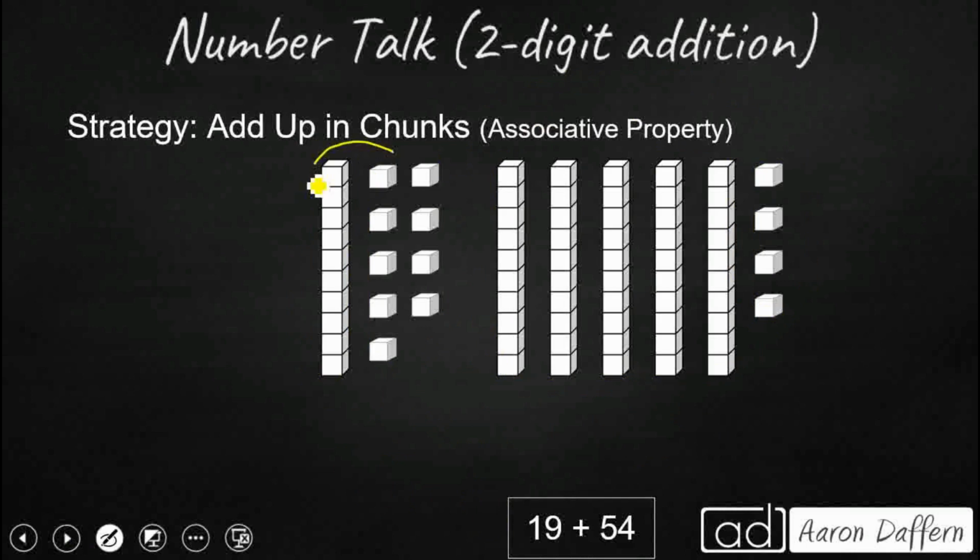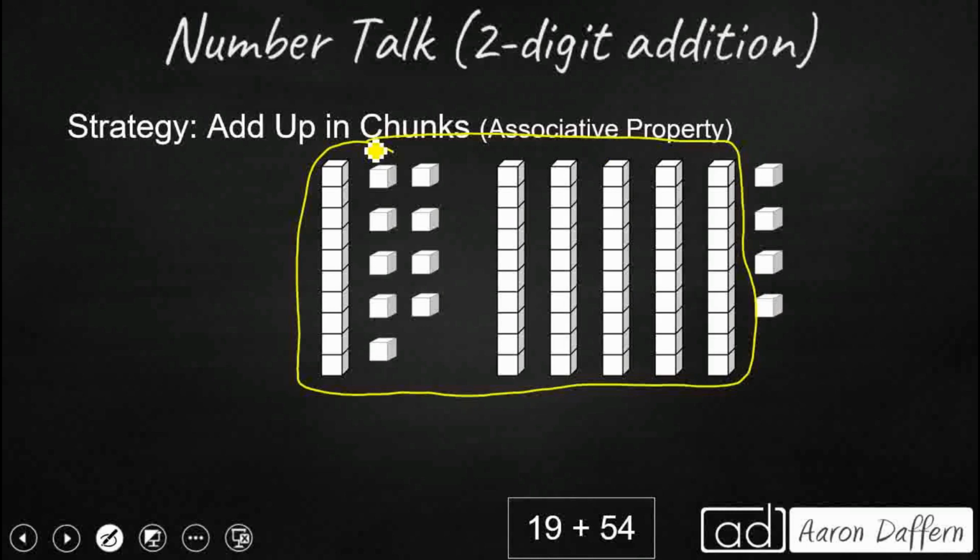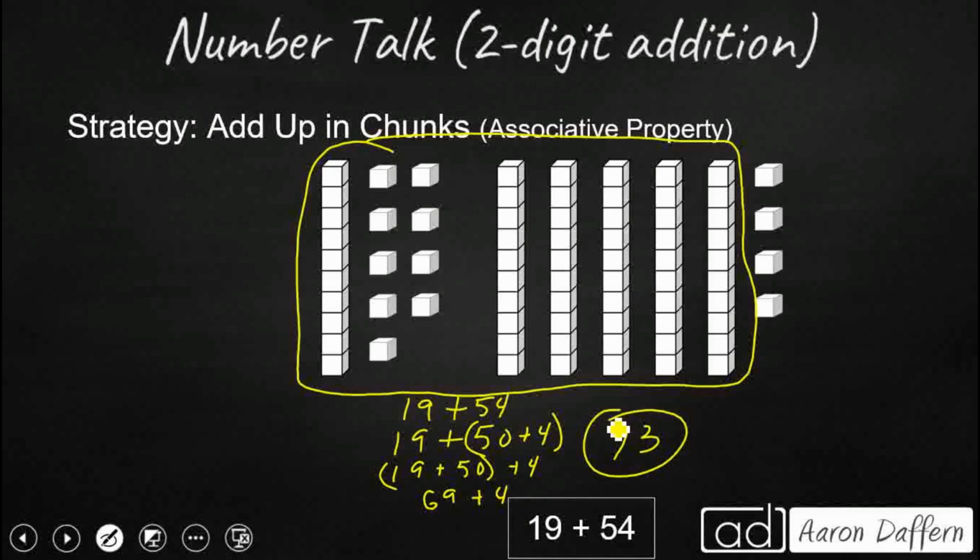Now, adding up in chunks is kind of like the place value strategy we just did, except it keeps the first add-in together. So we're going to keep our 19 together, and we're going to take our second add-in, 54. We're going to break it up into a 50 and a 4 into place value. And then we're just going to use our associative property to shift the parentheses so we can add that 19 and 50 first. Because notice we're keeping the same three add-ins, 19 plus 50 plus 4. That stays the same. So now we're just going to add 19 and 50. That's going to get us 69. And then we just got to add 4 more, 70, 71, 72, 73.